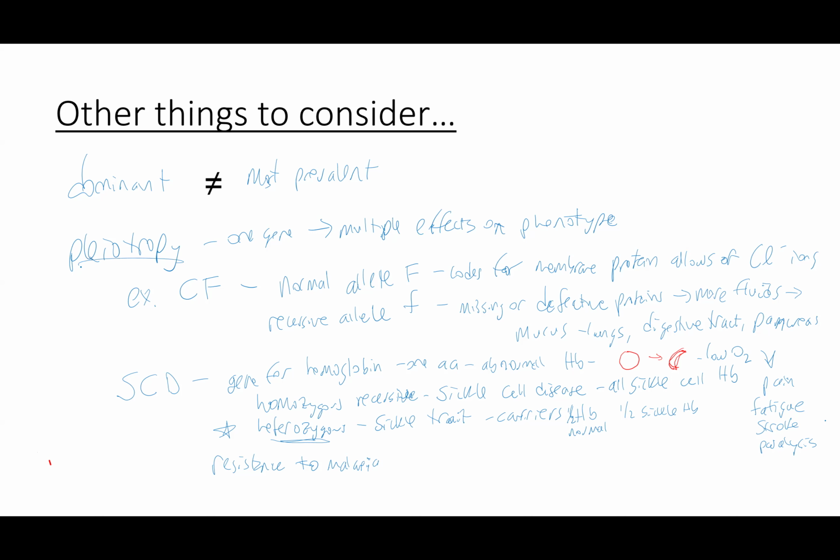So both of those are examples of pleiotropy where one gene is having multiple effects on the phenotype. Some other things to think about.